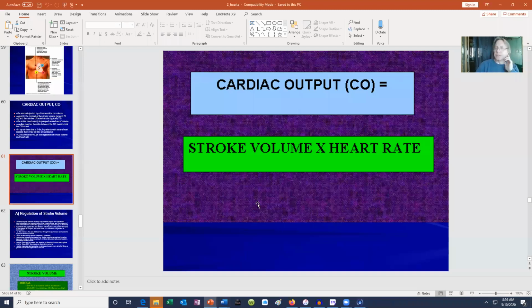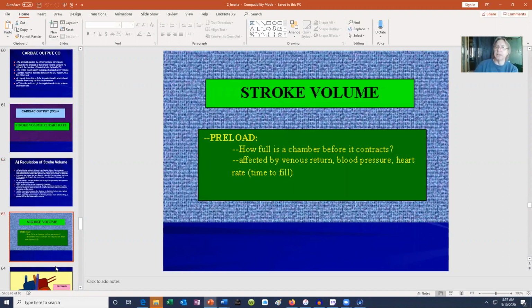Let me just do this for a second because the internet was slow. So once again, here's our question. What determines cardiac output? Well, we multiply two numbers together to get our cardiac output, our stroke volume and our heart rate. And it turns out stroke volume is controlled by three things.